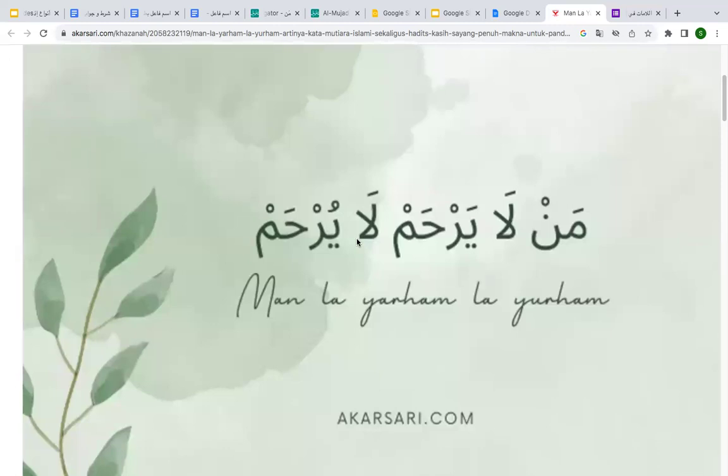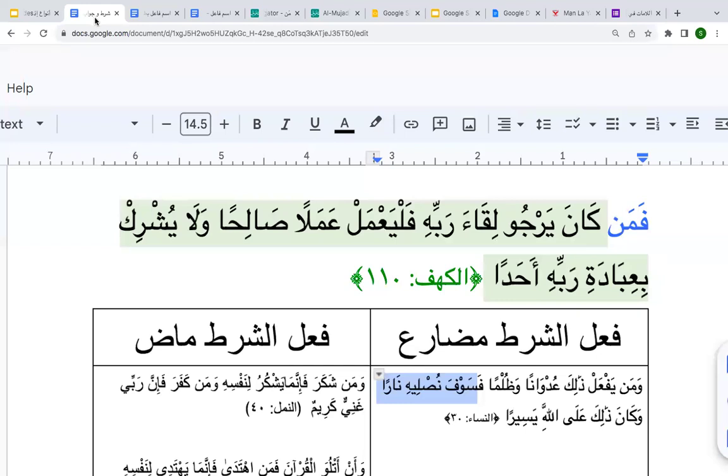It can have 100,000 things in it. It can have maf'ul lahu, it can have maf'ul bihi, it can have maf'ul mutlaq, whatsoever comes. The answer is going to be at the sentence level. If my jawabu shart does not have fa attached, it's going to be la mahalla laha min al-i'rab. Okay, now this was that one.